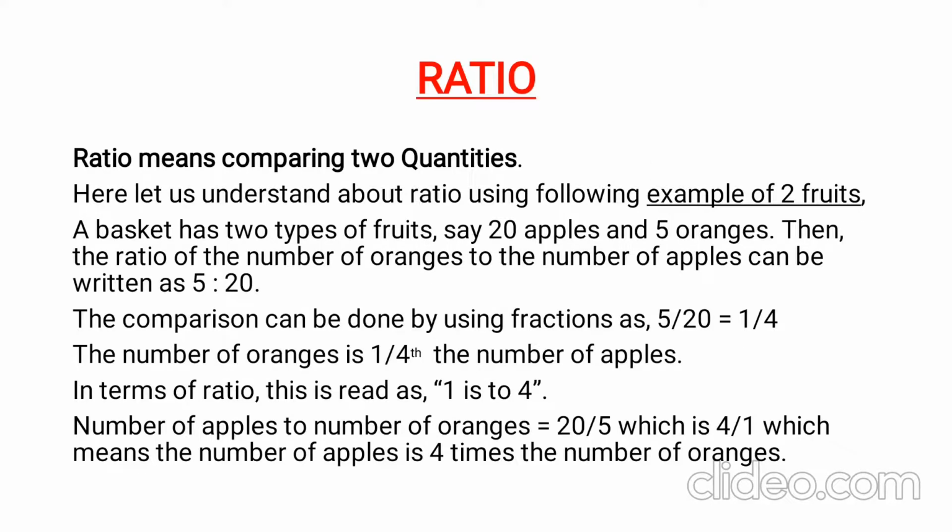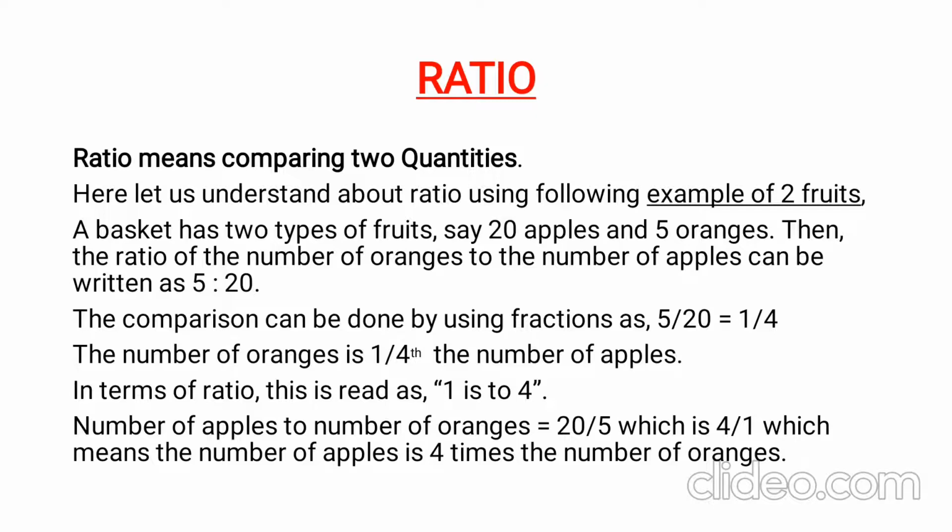Ratio means comparing two quantities. Here let us understand about ratio using the following example of two fruits. A basket has two types of fruits, say 20 apples and 5 oranges. Then the ratio of the number of oranges to the number of apples can be written as 5:20. Here comparison can be done by using fractions as 5/20, which on simplification gives us the value 1/4.